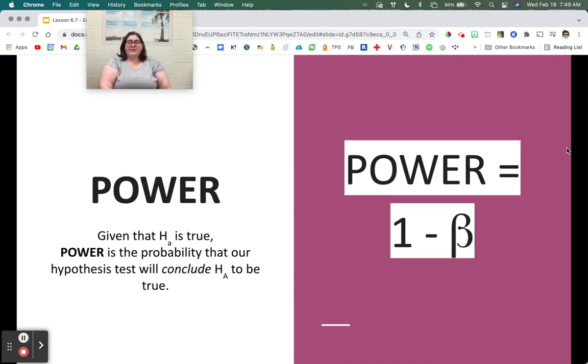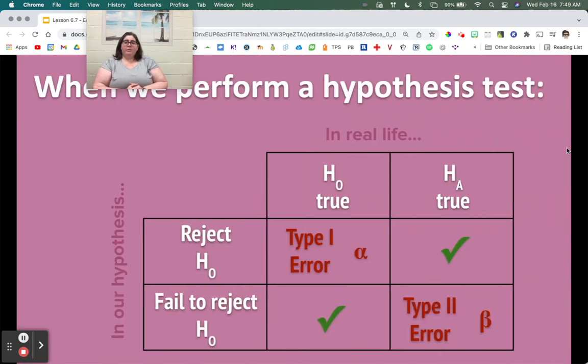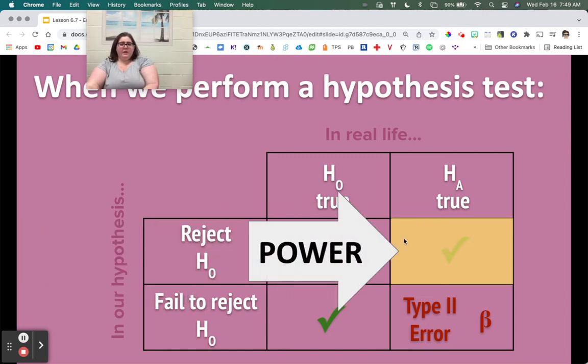Numerically, power is just equal to 1 minus beta, 1 minus the probability of a type 2 error, because they're basically the opposite of each other. So in our little table that we had at the beginning, power exists right here. It's the probability that when the alternate is true, we will reject the null and say the alternate is true. So that's where we're at in terms of that little table.